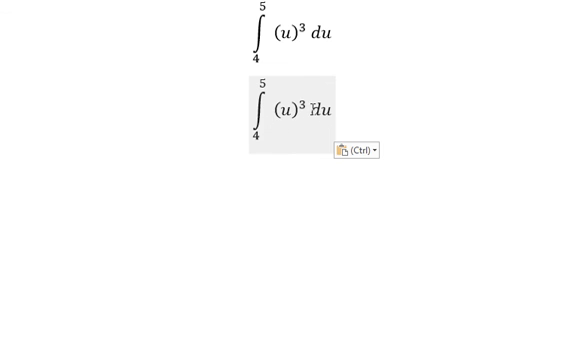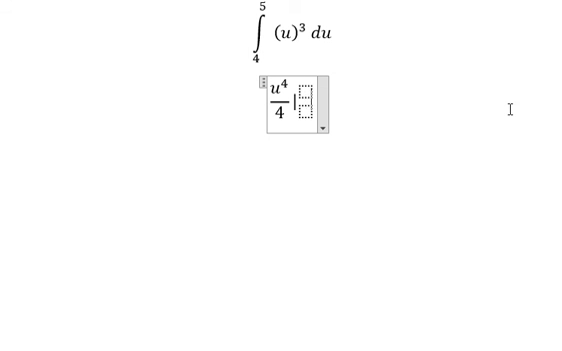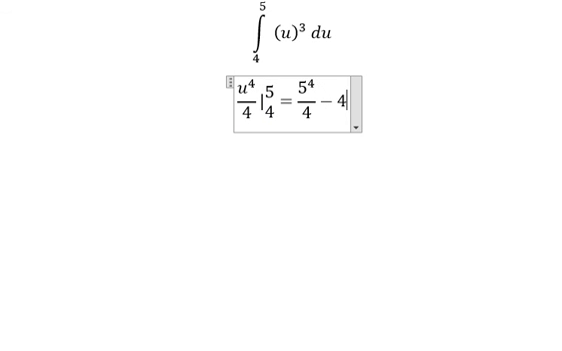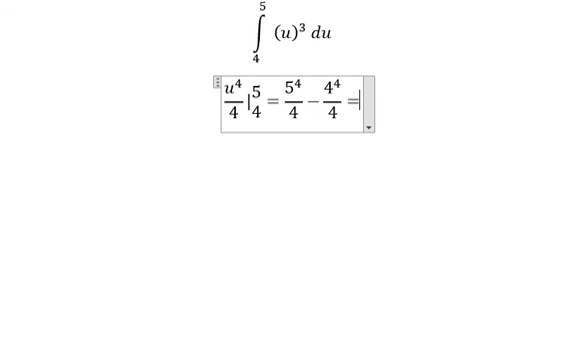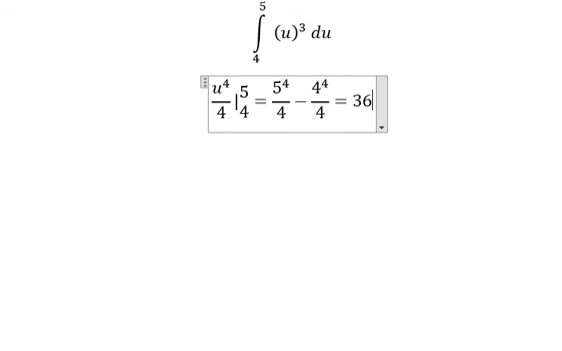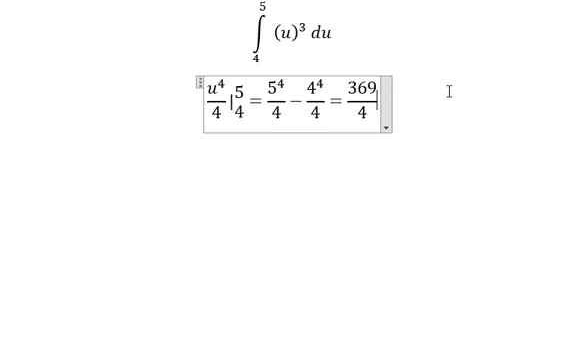The integral of this one, we have u to the power of 4 over 4, and we have the bounds from number 4 to number 5. And now we can get the final answer. We have 369 over 4. This is the end.